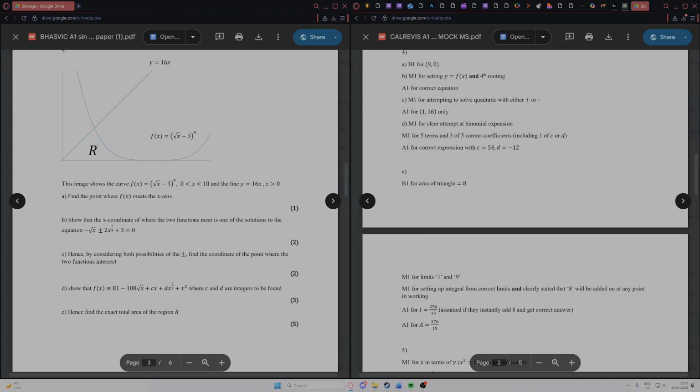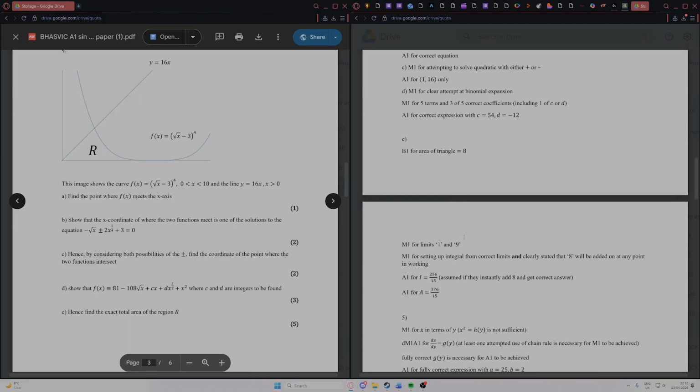Right, part E. So the way you're supposed to find this area is to find the area of this triangle here, and then the area under the curve from 1 to 9. So you get the area of the triangle being 8. You get an M1 for deducing limits. These have to be... You can't just take two random numbers for this M1 mark.